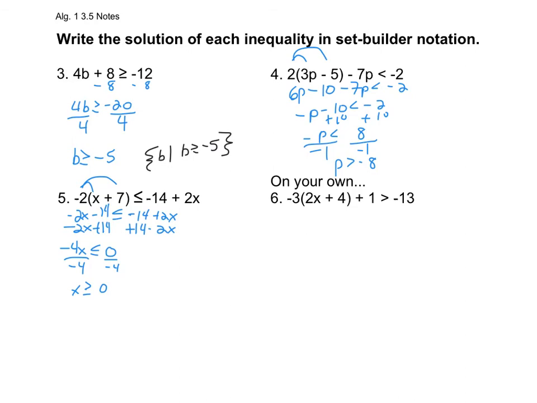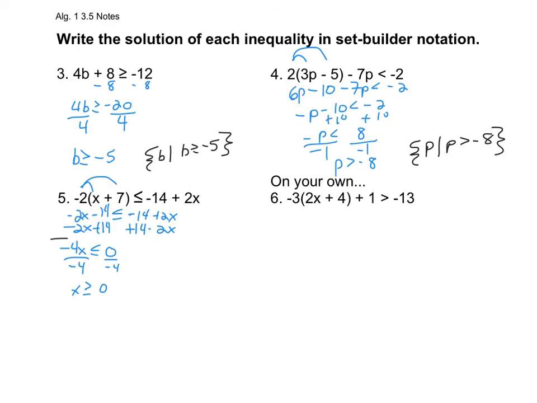So number 4, I figured out that p is greater than -8. So again, I'm going to have my set builder notation, p such that p is greater than -8. Brace, and I'm done. Okay. Number 5, I've got x is greater than or equal to 0.